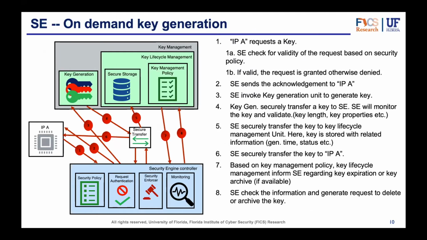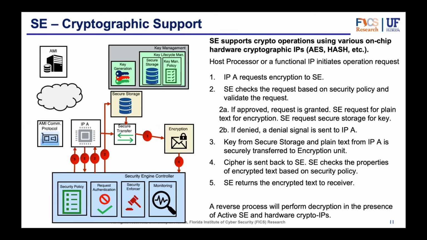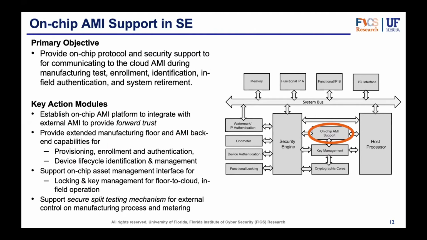Similar analysis could be done for on-demand key generation, key retirement, cryptographic support where encryption is needed internally from an IP, and this request again is processed all through the security engine, and then the encryption is granted, and so on and so forth. Focusing now more on the on-chip AMI within the infrastructure, as I said, it is an important component for us because it enables all the communications to the host processor, to the outside world, where the security is all managed by the security engine.